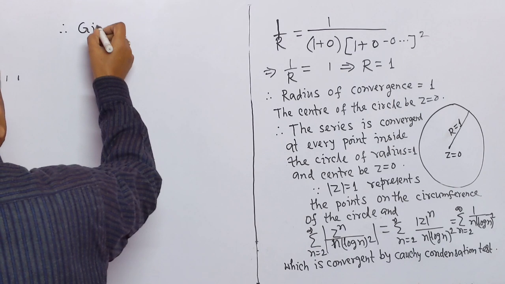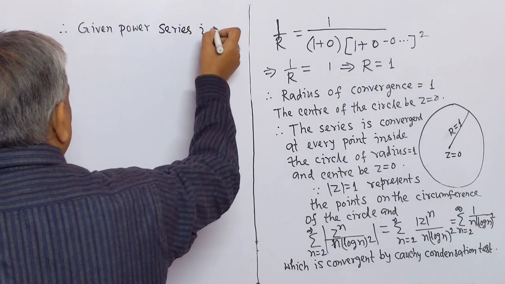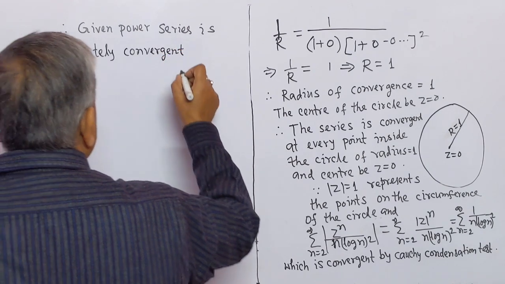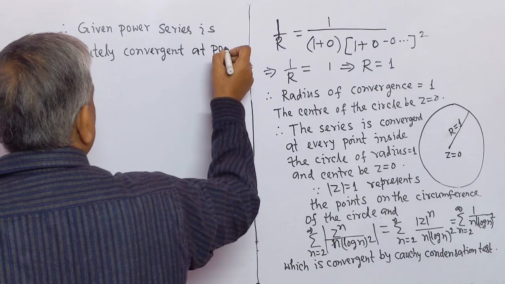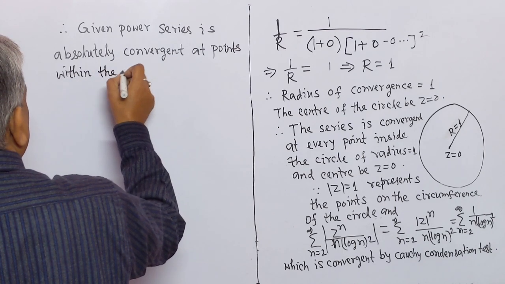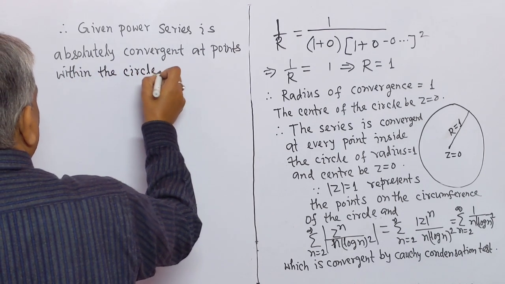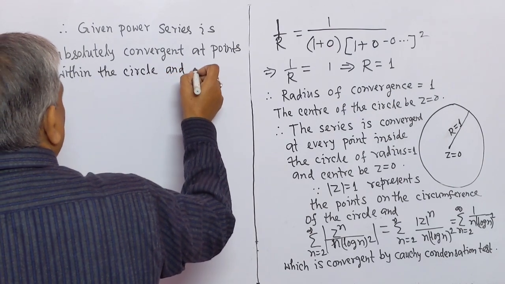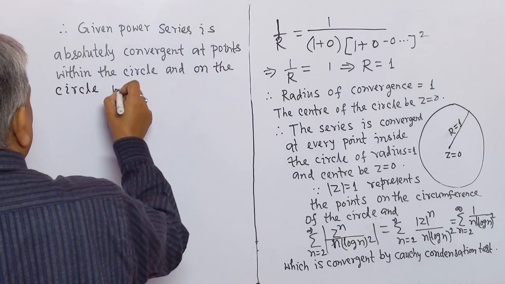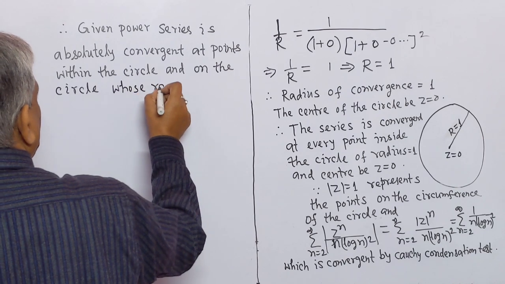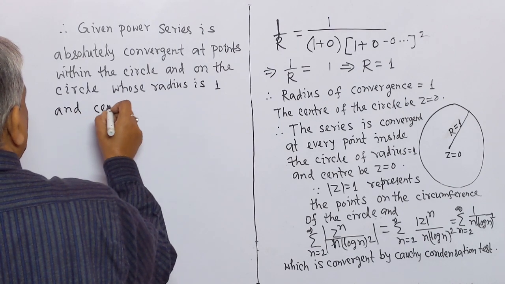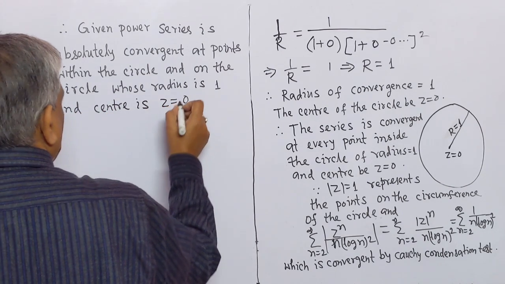Therefore, given power series is absolutely convergent at the points within the circle and on the circle whose radius is 1 and center is z equal to 0.